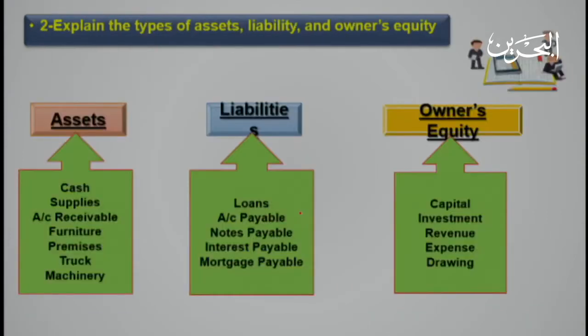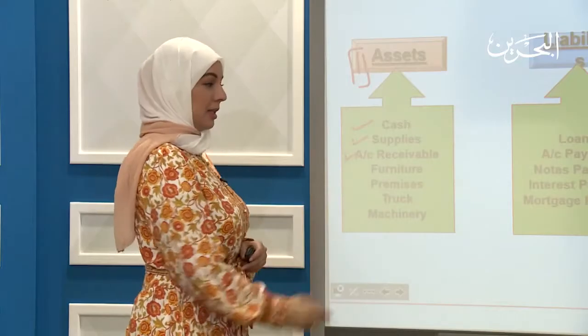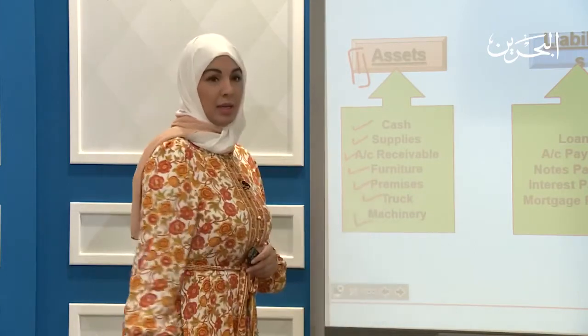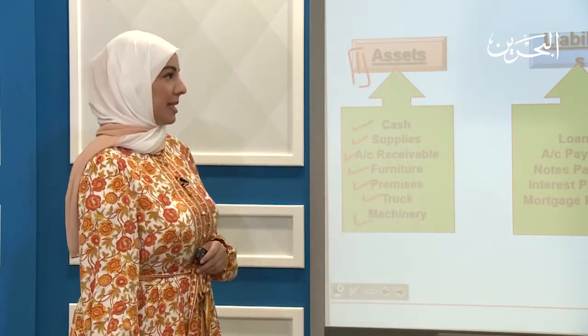Now, my dear student, after we look at the components of the accounting equation, let us take examples for them. Firstly, for the assets, there are many examples, the resources of the company: cash, supplies, accounts receivable, furniture, premises, a truck, and machinery. These are some examples of the assets.